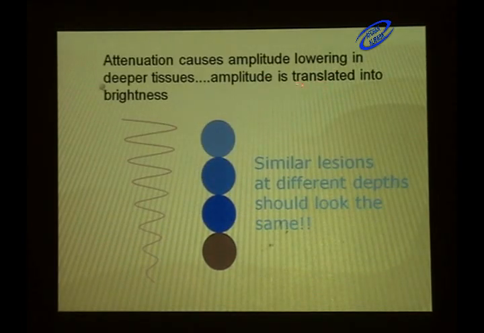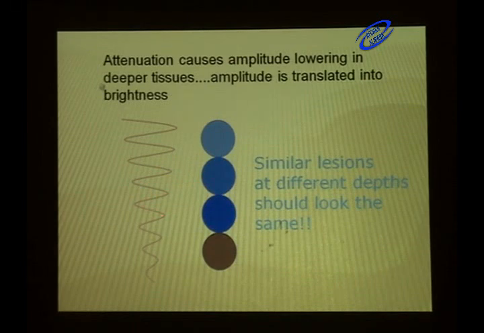Attenuation causes amplitude lowering in deeper tissues, and amplitude is transmitted into the brightness. So as we go deeper into the tissue, the brightness will decrease because of the decrease in the amplitude of the sound waves. But our aim is that similar lesions at different depths should look the same. That is our aim. But in actual practice, it is not possible because the sound waves are losing their amplitude as they are traveling within the human body.